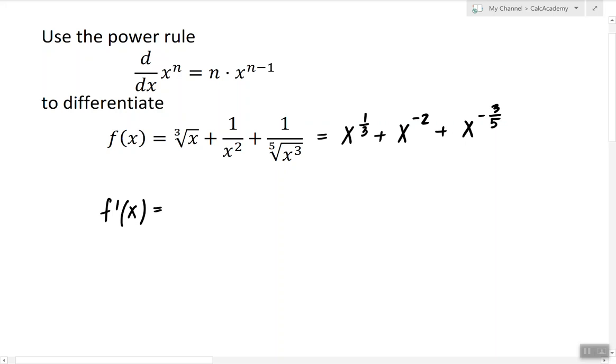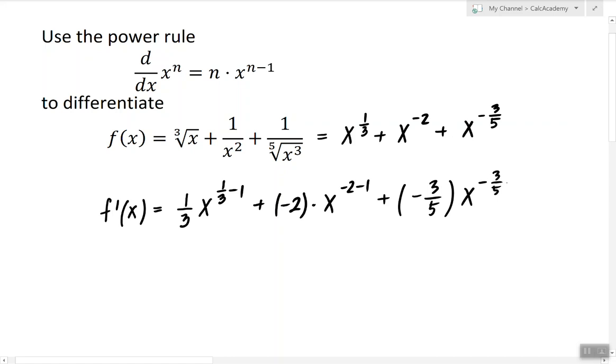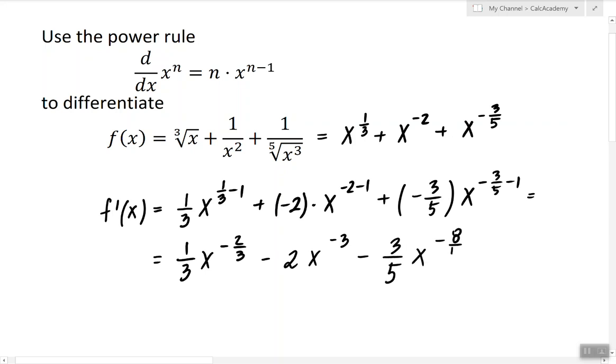So the derivative of this function will be 1/3 x to the power -2/3, or we can do it in steps. Plus -2 times x to the power -2 minus 1 plus -3/5 x to the power -3/5 minus 1. So the final answer will be 1/3 x to the power -2/3 minus 2x to the power -3 minus 3/5 x to the power -8/5.